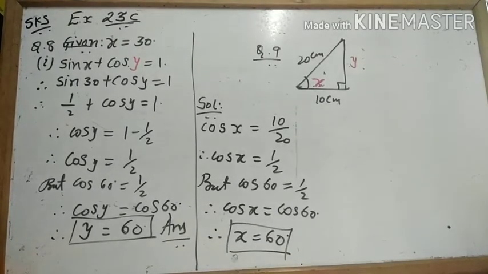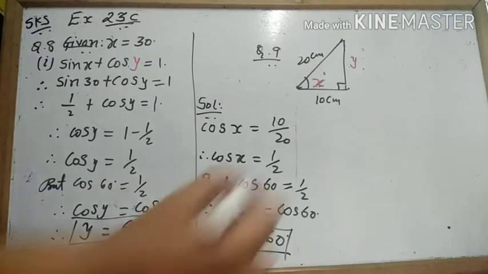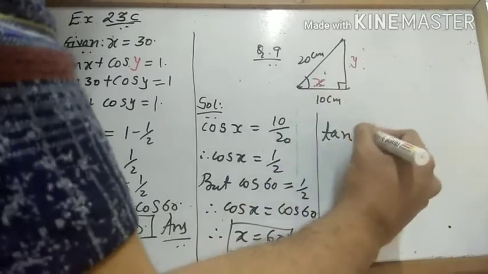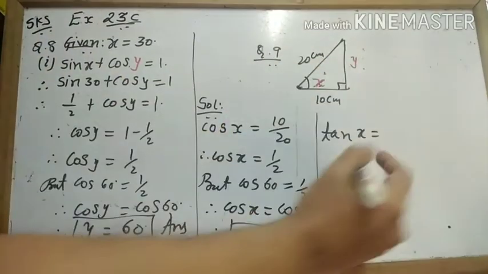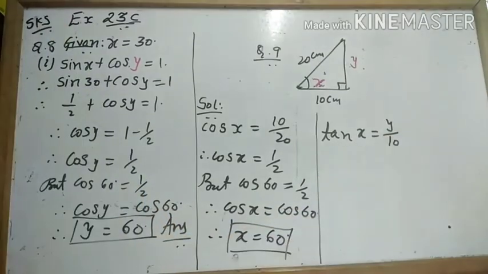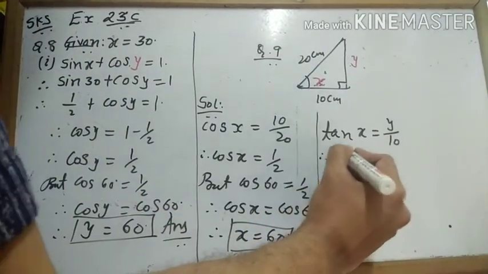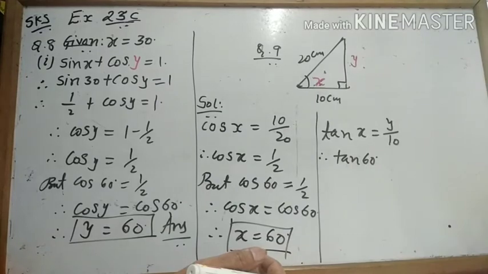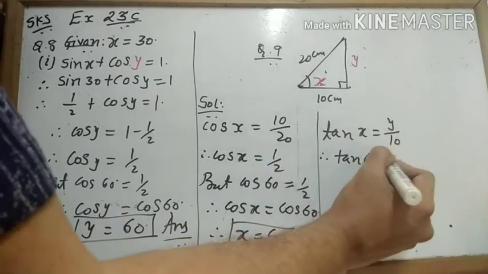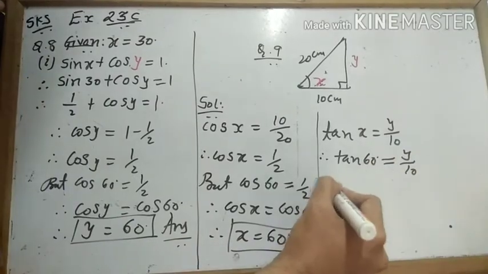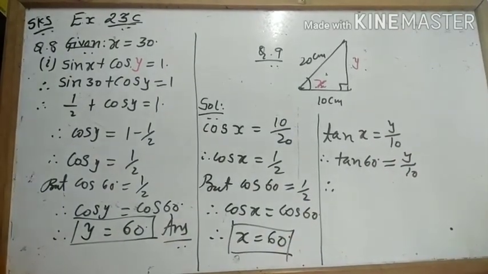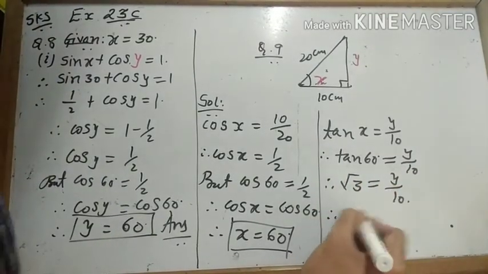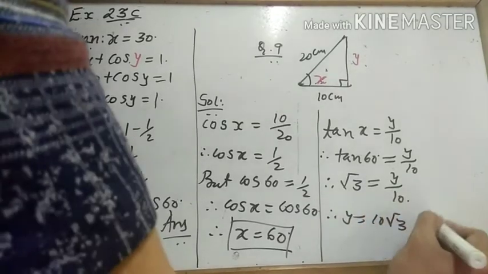Now again you may worry, sir, how to find out y? As I told you, hardly any scope of new concept. So there is no new concept. I'm going to talk about tan of x, that is the opposite side upon adjacent, that is y over 10. Tan of x is nothing else but tan of 60 degrees, because x value is 60. You can see over here x value is 60. So instead of x, I've substituted 60 over here, is equal to y over 10. And if you know the trigonometric tabular values, then tan of 60 degrees is nothing else but root 3. So y over 10, so y value will be equal to 10 root 3. This will be your answer.